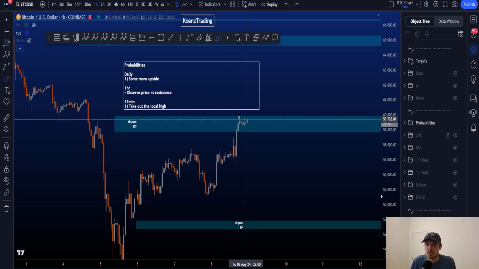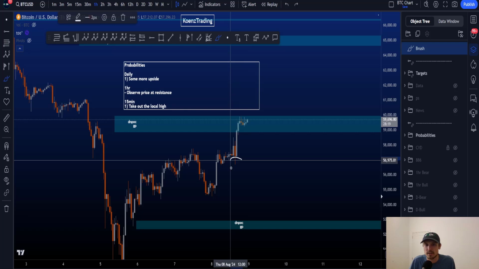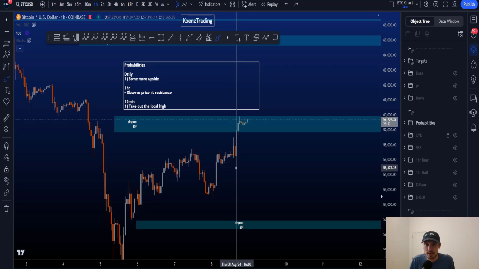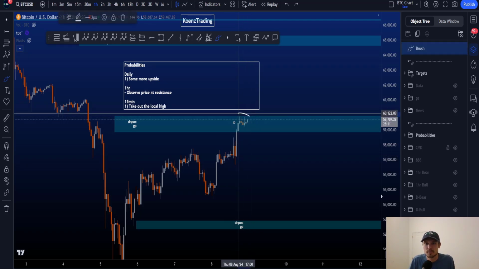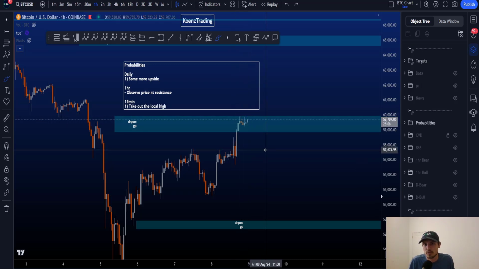What of course we don't want to see is the highs taken and then price moving below the recent low. We definitely want to hold this low over here. If we take this low, then the bullish scenarios become invalidated. On the 15-minute time frame, very locally, the probabilities are higher for price to take out the local highs.